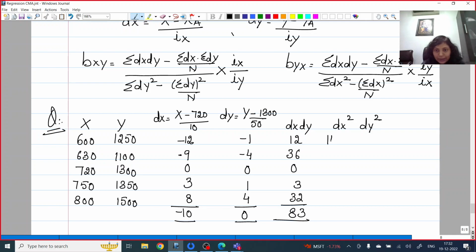Summation dx square: this is 144, 81, 0, 9, 64. So this becomes 298. dy square is 1, 16, 0, 1, 16. So this will be 34.